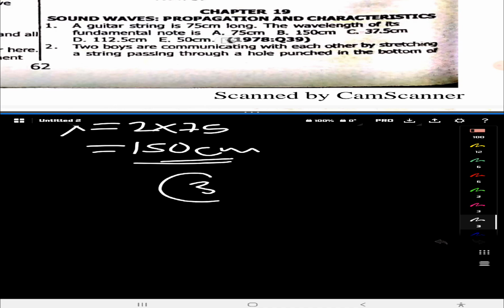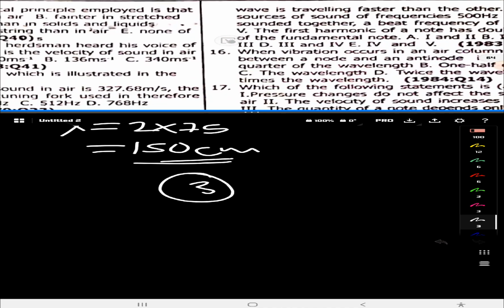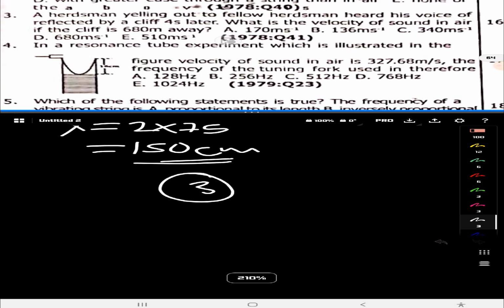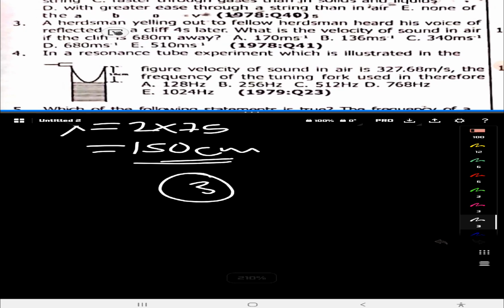For this series, we will only solve calculations. So, the question here, number 3: a herdsman yelling out to a fellow herdsman had his voice reflected by a cliff 4 seconds later. What is the velocity of sound in air if the cliff is 680 meters away? They ask you to solve for the velocity.